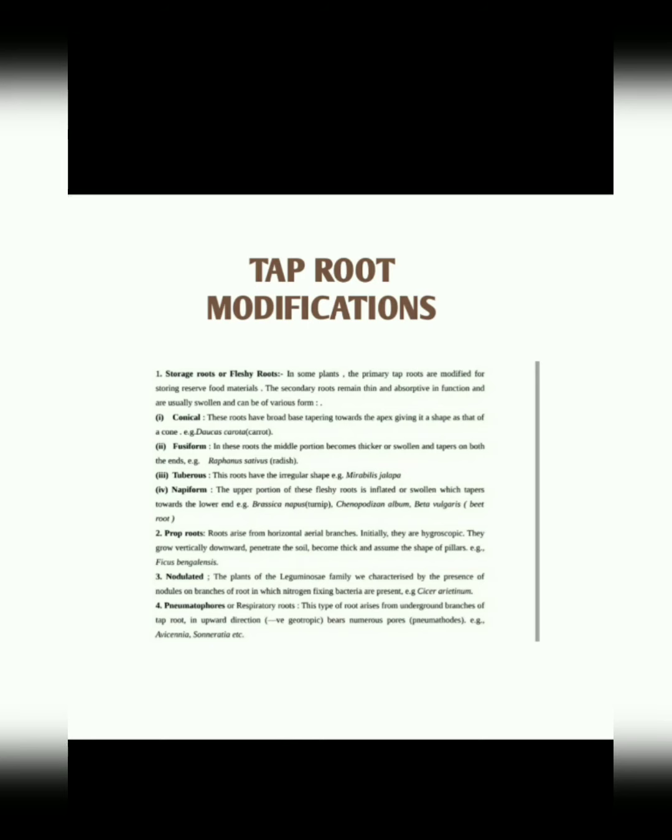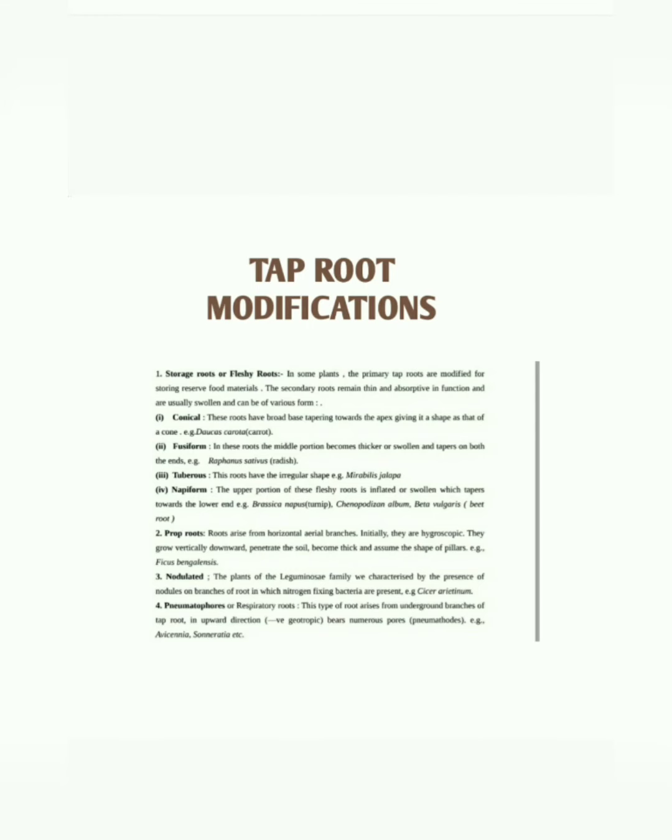See, on the stem we have branches, and the branches grow horizontal. The body of the stem will be vertical, branches will grow horizontal. So these aerial horizontal branches are giving rise to roots, and those roots are called prop roots. Initially they are hygroscopic. Initially means when they are very tender, they will absorb water. They grow vertically downward, penetrate into the soil, become thick and assume the shape of pillars.